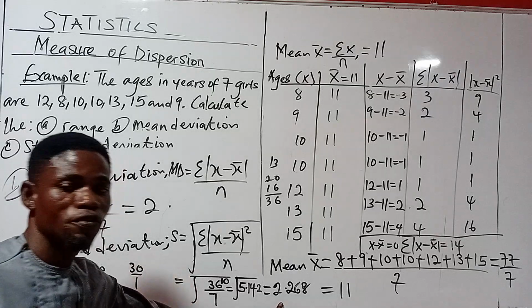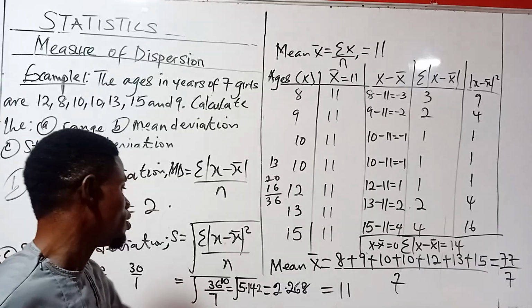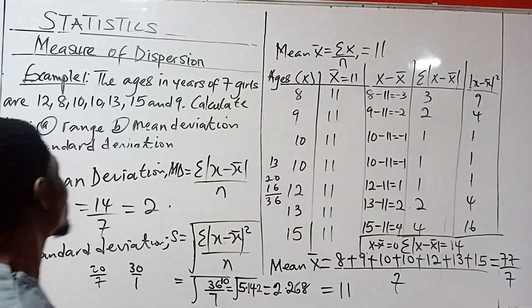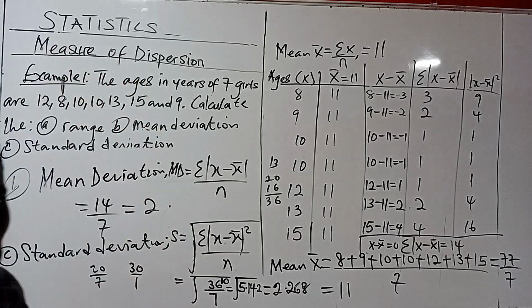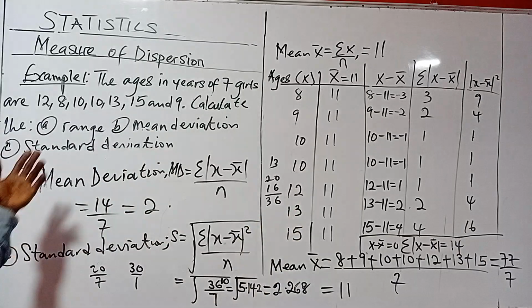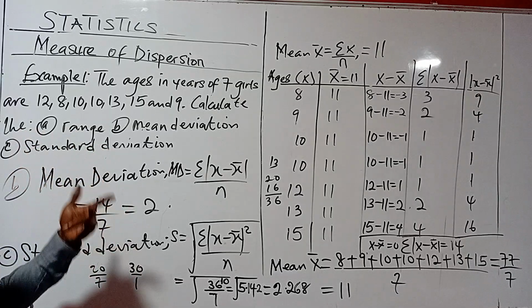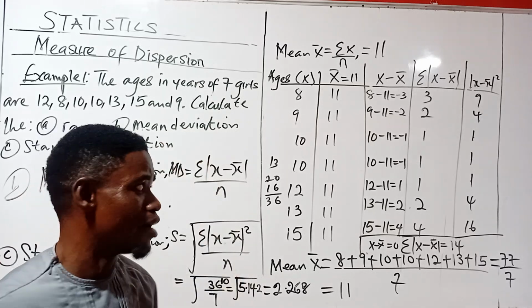If you are asked to find the variance, just square this one. When you square the result of the standard deviation, we have the variance. So that is how to calculate measures of dispersion. You need to know the range, how to determine the mean deviation, how to determine the standard deviation, and the variance.